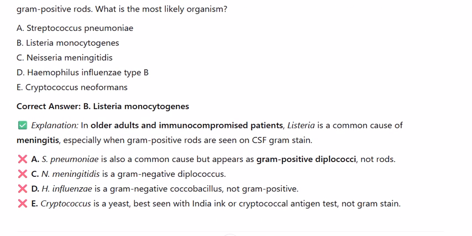A. S. pneumoniae is also a common cause but appears as gram-positive diplococci, not rods. C. N. meningitidis is a gram-negative diplococcus. D. H. influenzae is a gram-negative coccobacillus, not gram-positive. E. Cryptococcus is a yeast, best seen with India ink or cryptococcal antigen test, not gram stain.